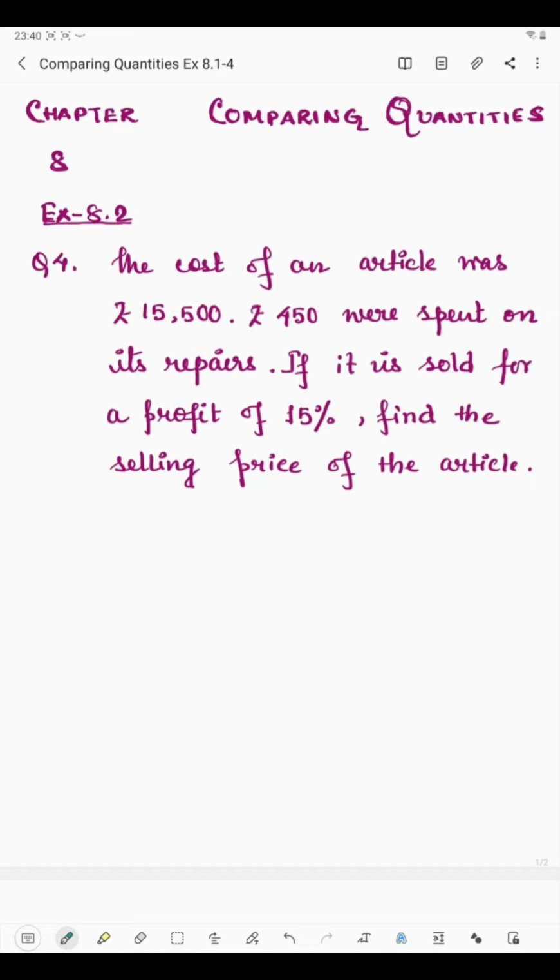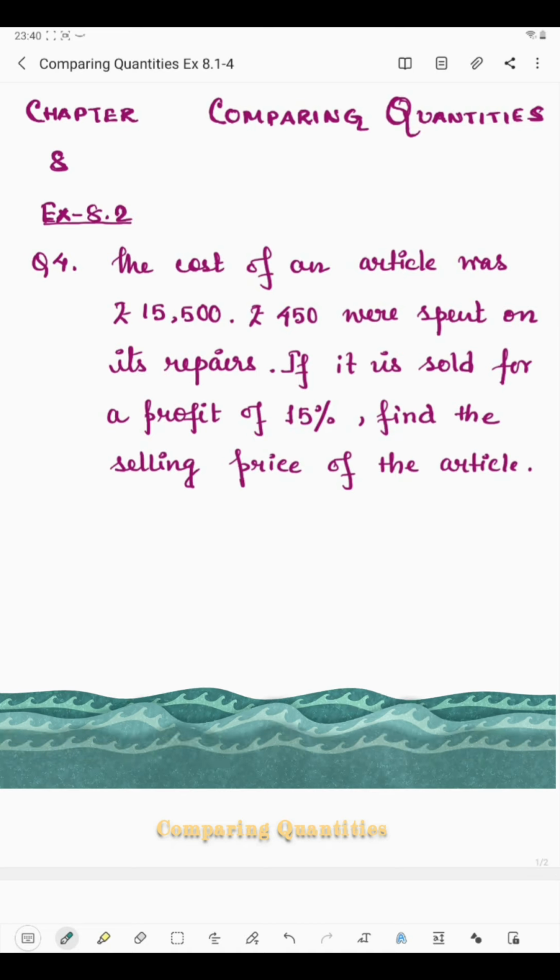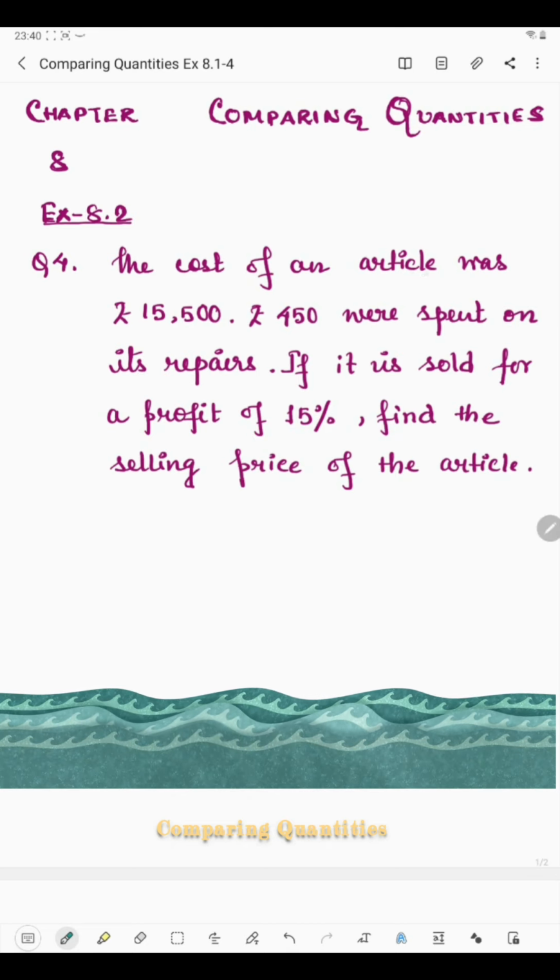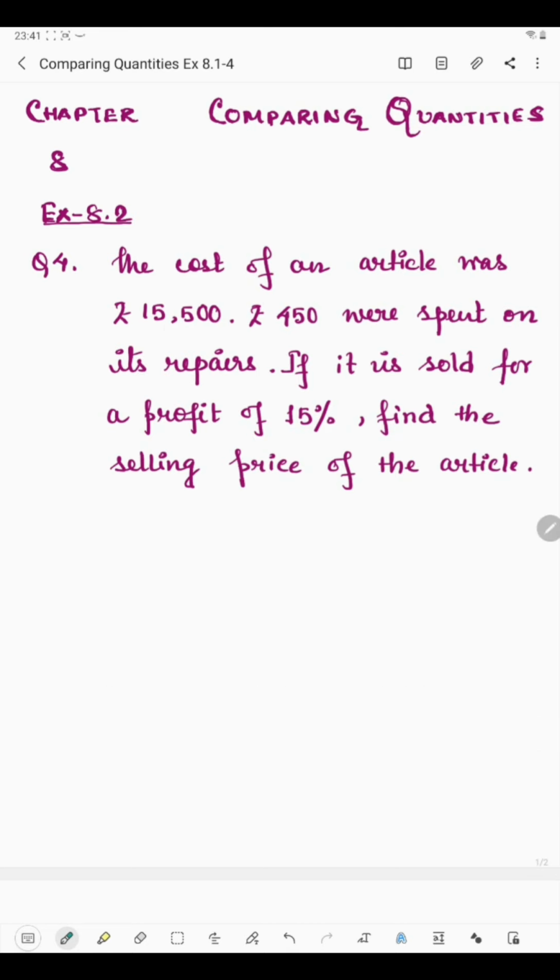Hello students, now I am going to start question number 4 of exercise 8.2. Now question number 4 says the cost of an article was rupees 15,500. Now rupees 450 were spent on its repairs. If it is sold for a profit of 15%, find the selling price of the article.